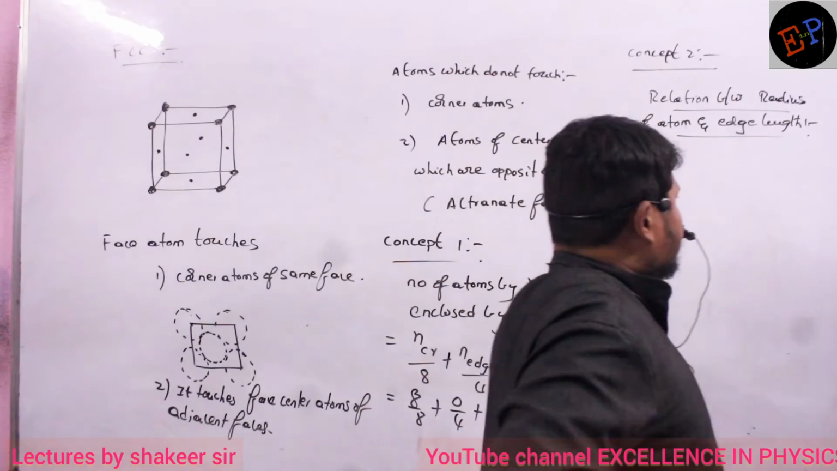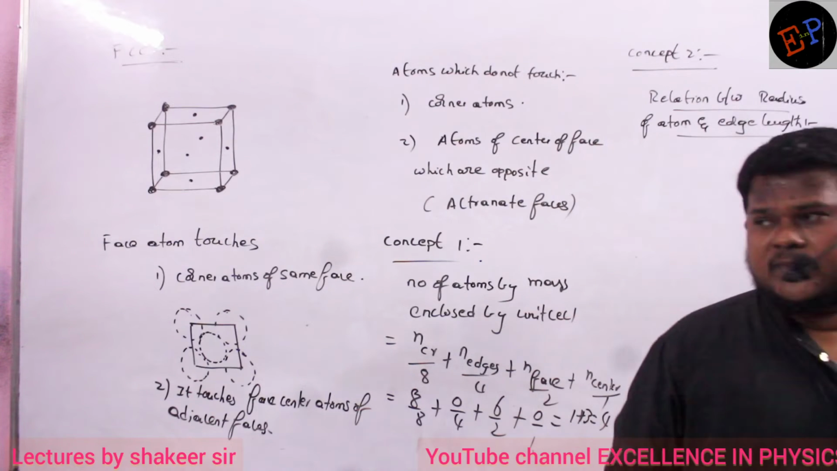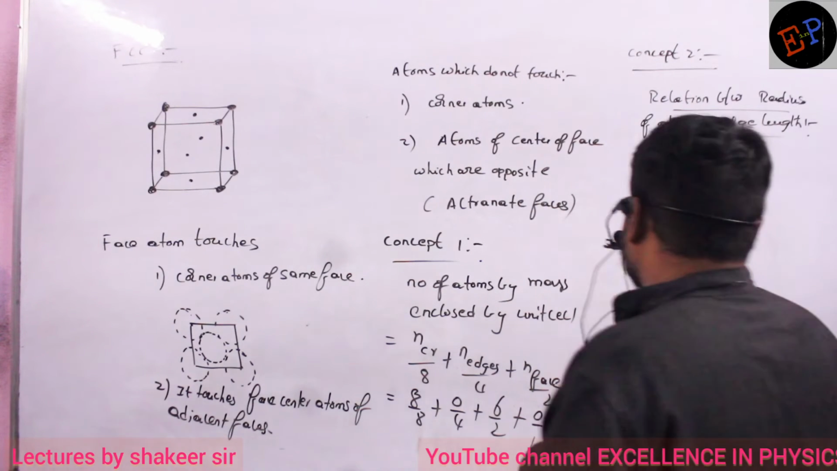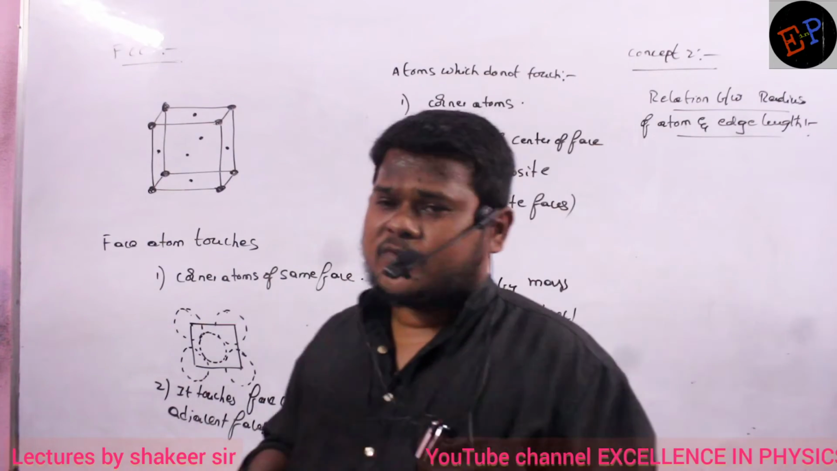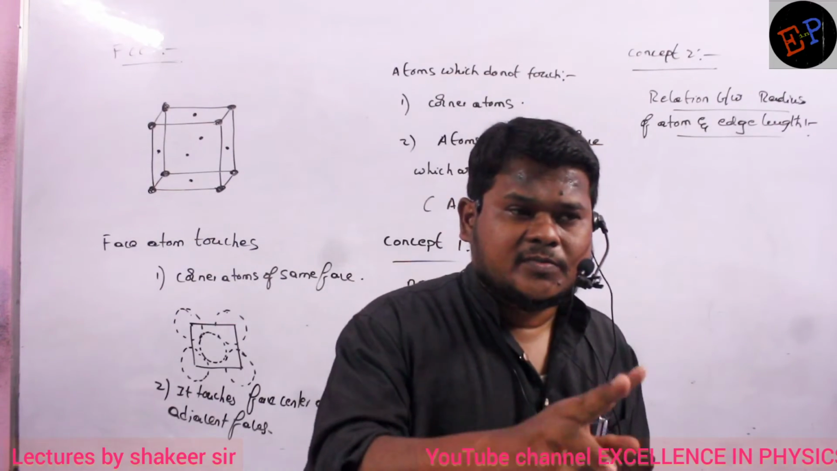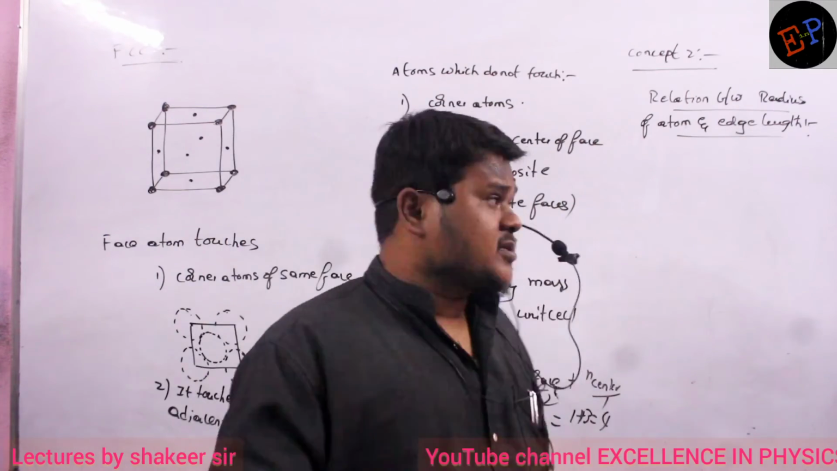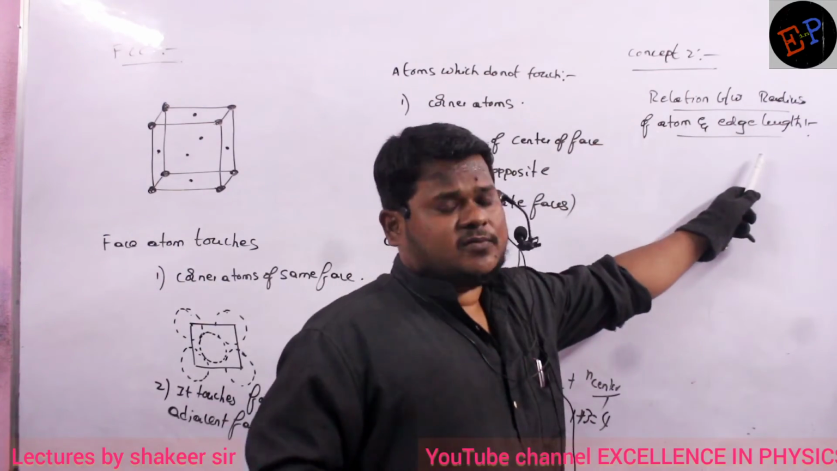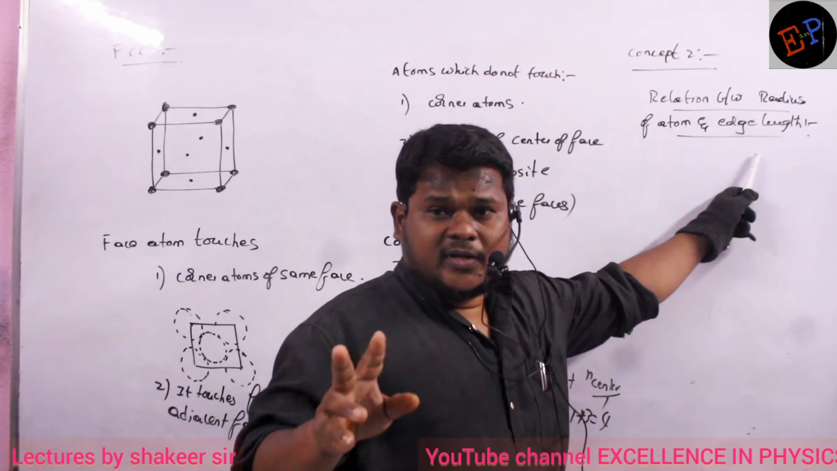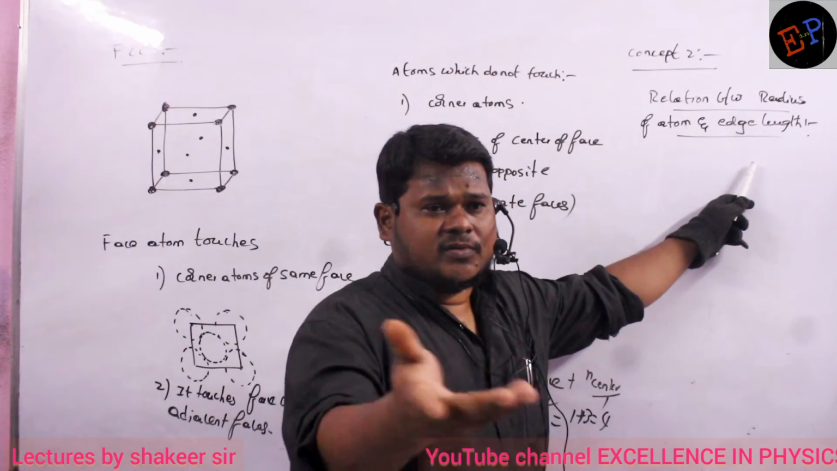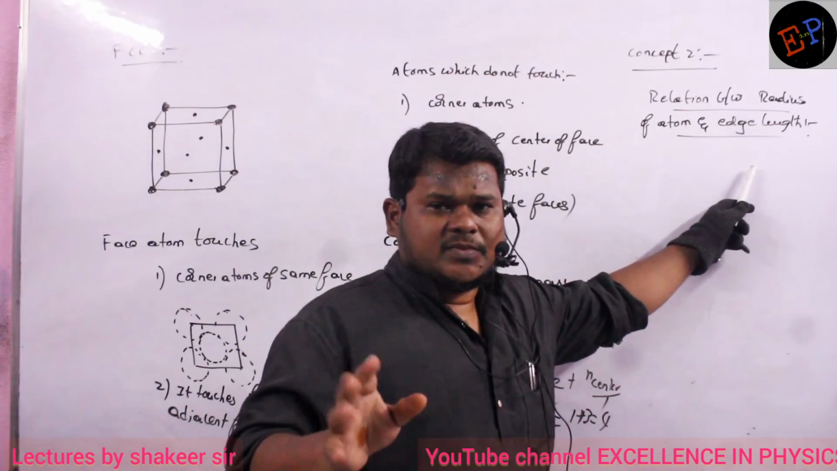So the second concept is relation between radius of atom and edge length. Okay, ma? Now see here, in this type of questions you have to take those two atoms which are touching with each other. Already cheppinanu kada. To calculate relation between radius and edge length, what you have to take? You have to take those two atoms which are touching with each other. Touch lo ఏవవుతున్నా అవి తీసుకుంటే ఇంకా ఈజీగా వస్తుంది కదా మీకు. Which atoms are touching here?